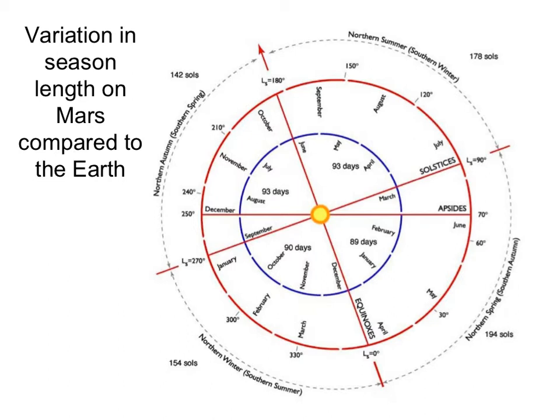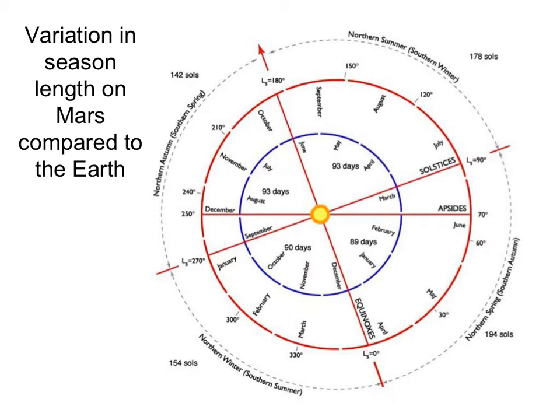The case for Mars is quite a bit different, though. First of all, notice that Mars is tilted on its axis like the Earth is, but the tilt is heading off in different directions. So the North Pole of Mars is not pointed at Polaris like the North Pole of the Earth is. So Mars is pointing off in a different direction.